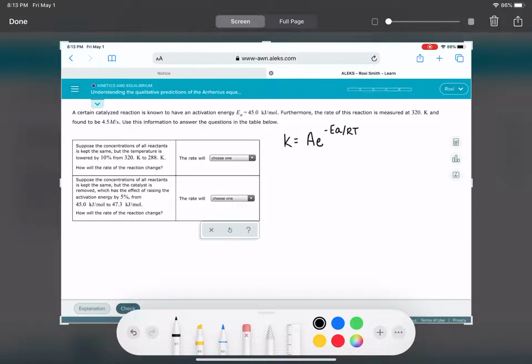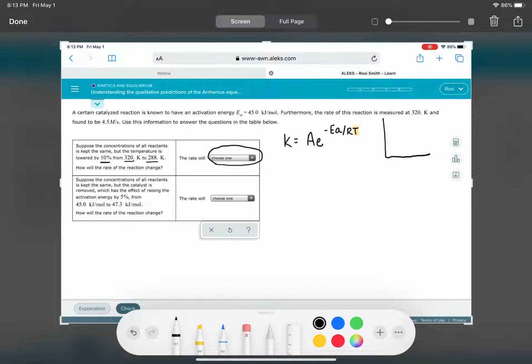So the first situation is telling us, what if we lowered the temperature? So if the temperature, which is right here, went down by 10%, how would that affect the rate of the reaction? And when we go back to ALEKS, you'll see that your choices for what will happen to the rate are actually pretty specific. It's not just it'll go up or it'll go down. It's pretty specific.